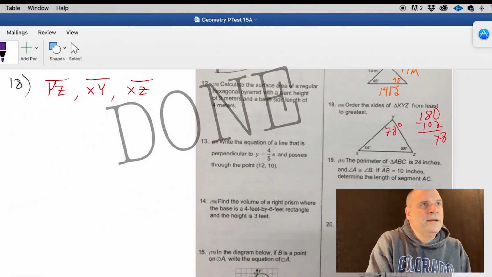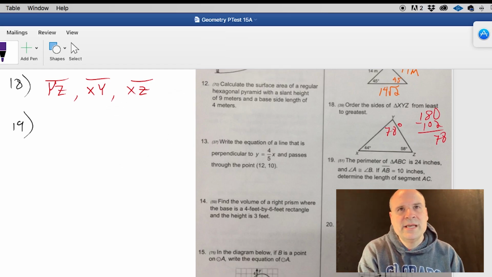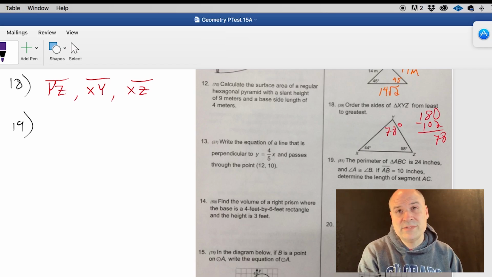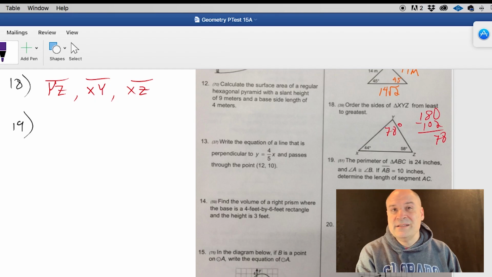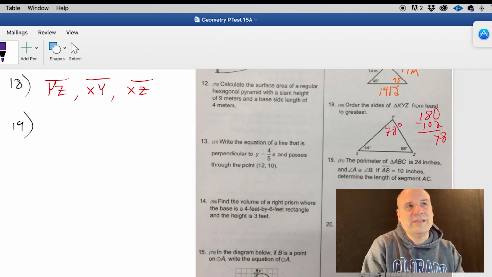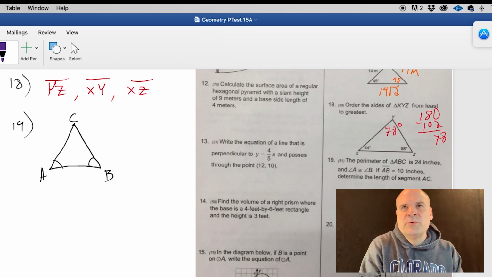All right, number 19. The perimeter of triangle ABC is 24 inches. Angle A is congruent to angle B if AB equals 10 inches long. Determine the length of segment AC. Okay, I'm gonna draw that triangle, okay? So if A and B are the same, then let's see. So if this is A and this is B, they're congruent. Here's C. So the perimeter is 24 inches. We'll come back to that.